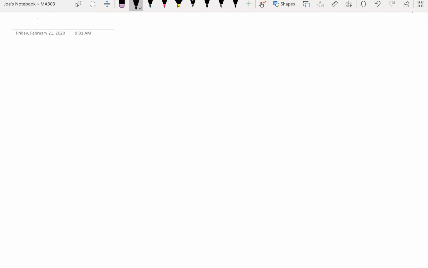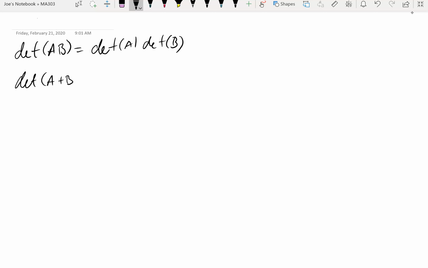So last time we said that one of the properties that we had for determinants is that it breaks up over products. Is it true that determinants break up over sums? Is this a true statement?